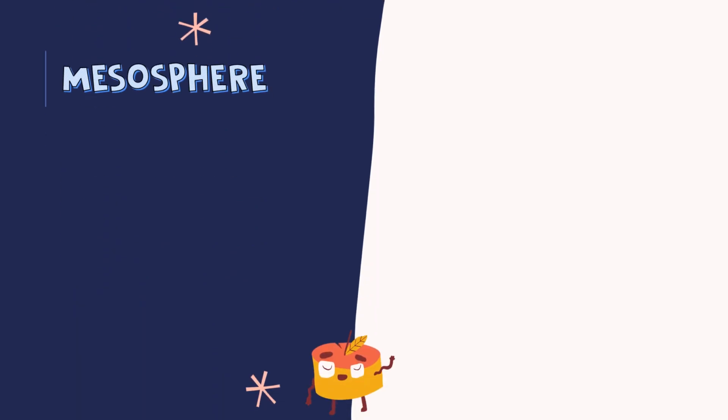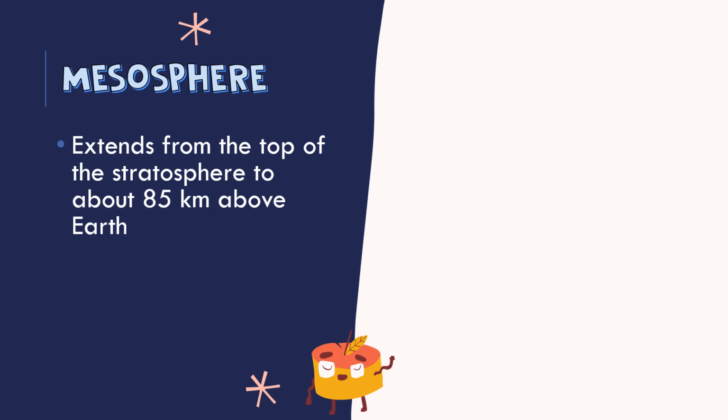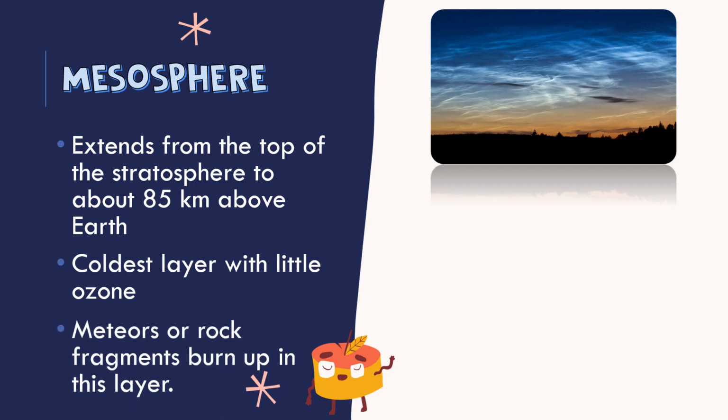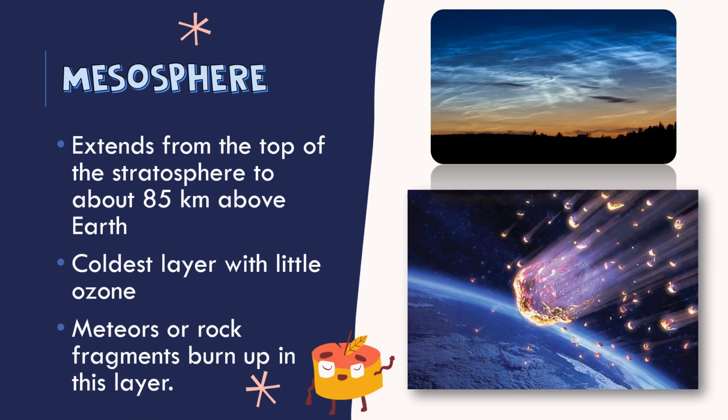Going up from the stratosphere, we have the mesosphere. The mesosphere extends from the top of the stratosphere to about 85 kilometers above Earth. The mesosphere is the coldest layer with little ozone. Since it is the coldest layer, meteors or rock fragments that enter the Earth's atmosphere burn up in this layer.